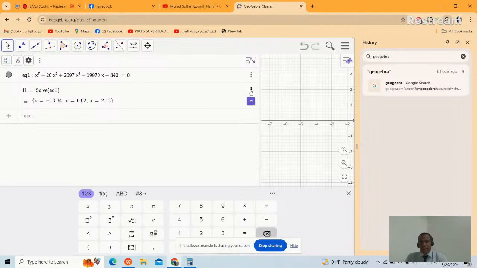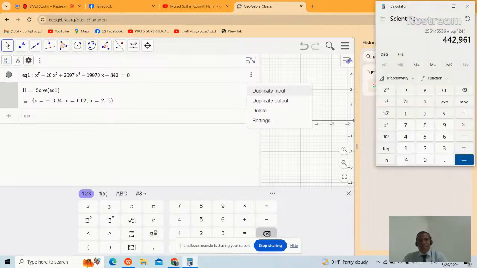Here, it found only 3 roots. It told us negative 13.34, then 0.02, then 2.13. We check one. I will just write negative 13.34, raised to the power 7.